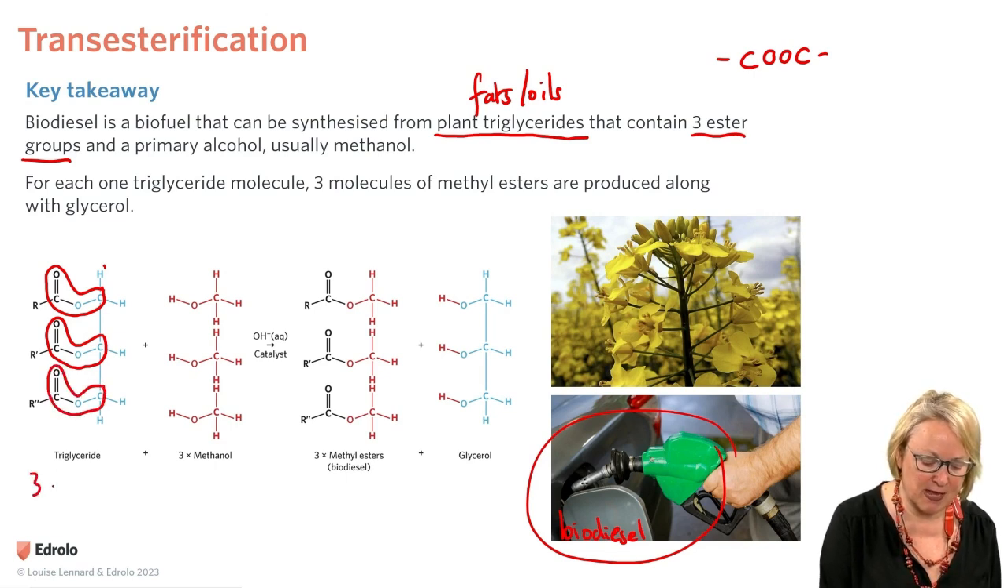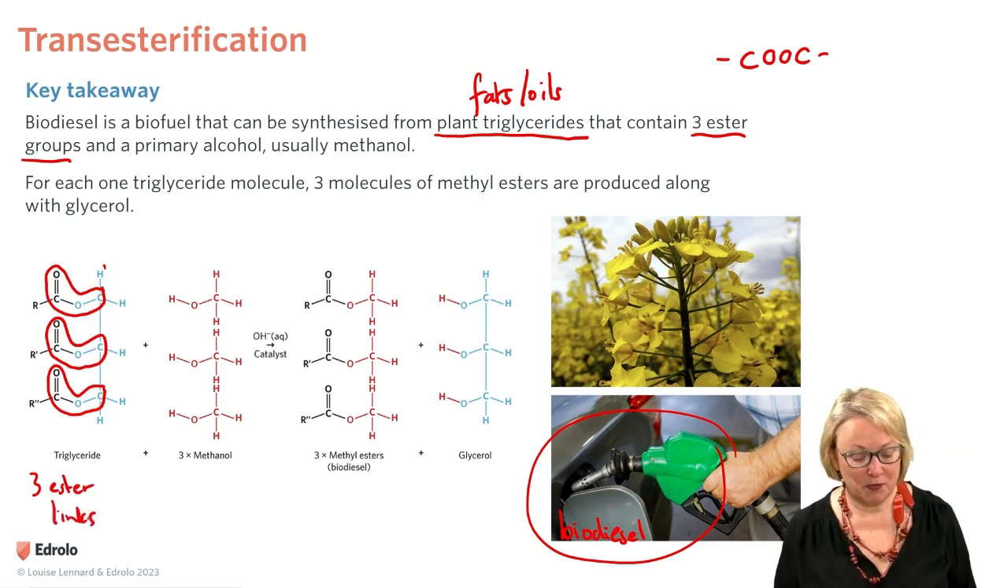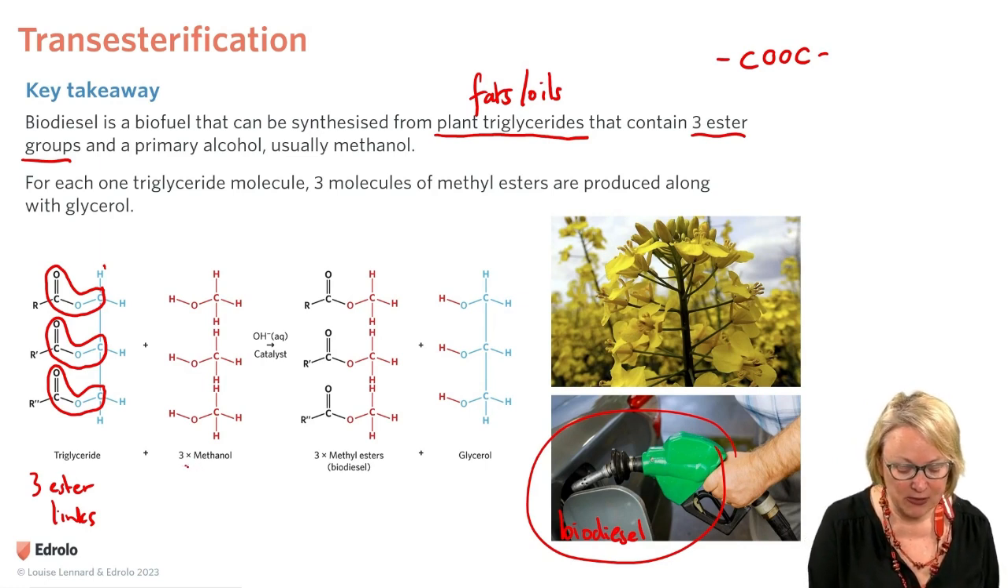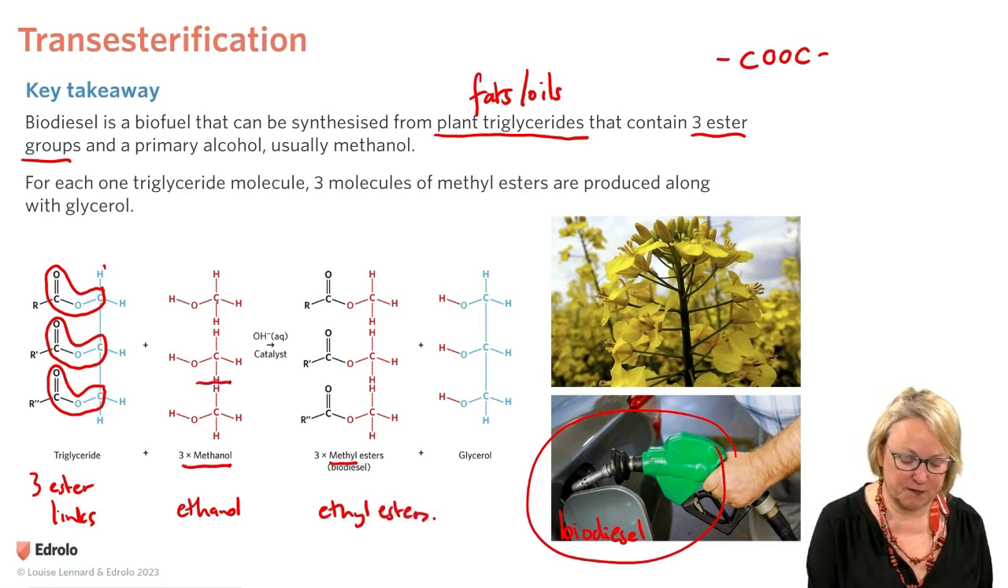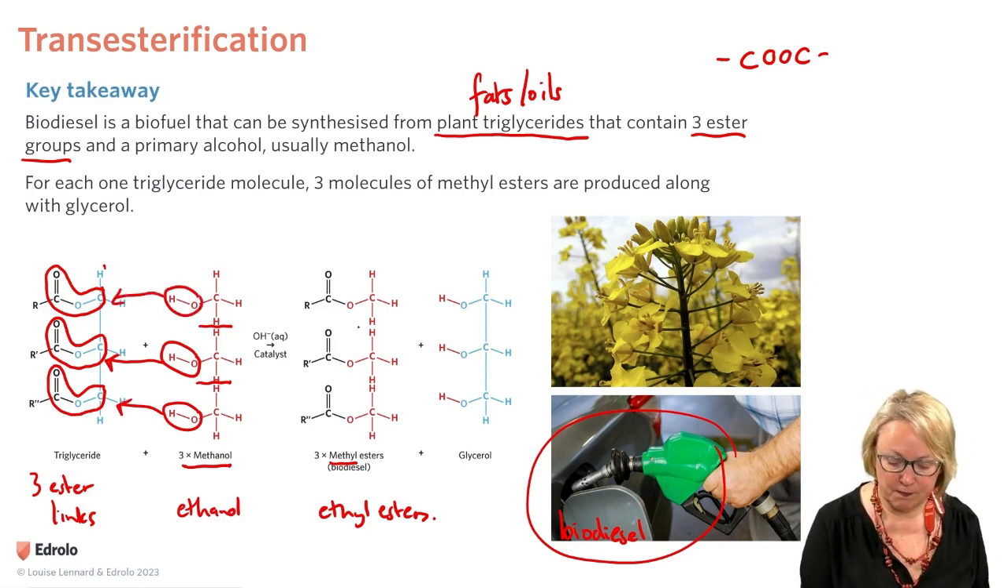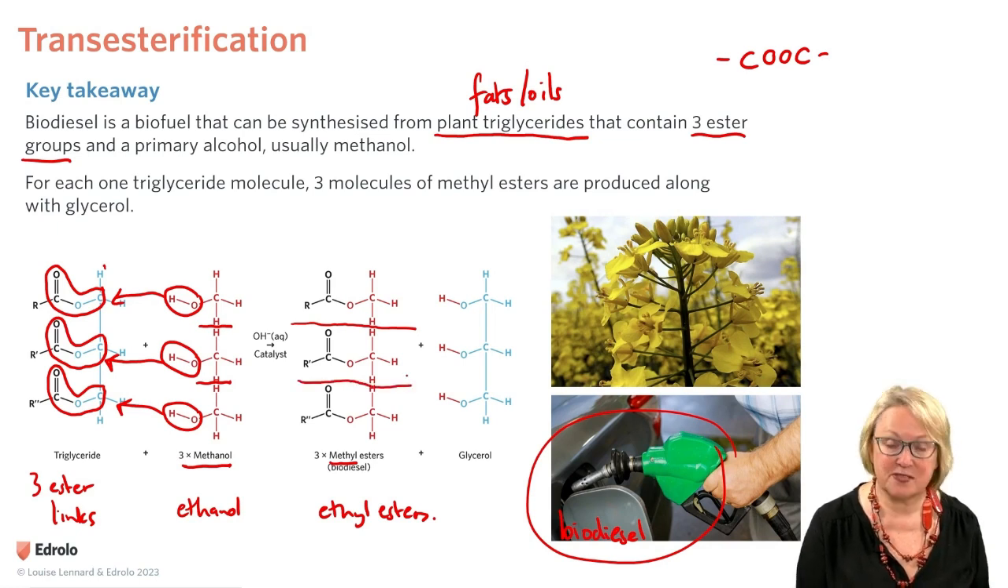So we have 3 ester links here. What we can do is we can react it with another alcohol. Normally methanol is used, but if methanol is used, then we're going to produce methyl esters. If ethanol is used, we will produce ethyl esters. So here we have 3 different molecules of methanol, and the hydroxyl groups are going to react with the ester groups to form 3 molecules of our methyl ester, which is our biodiesel.